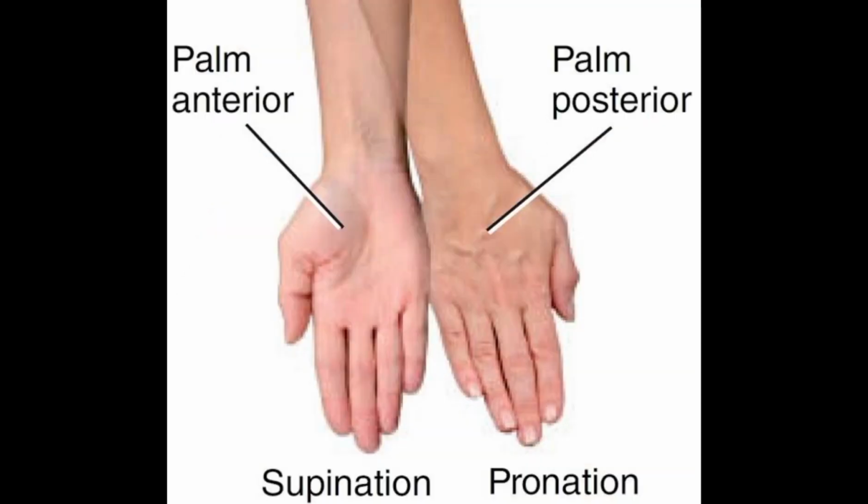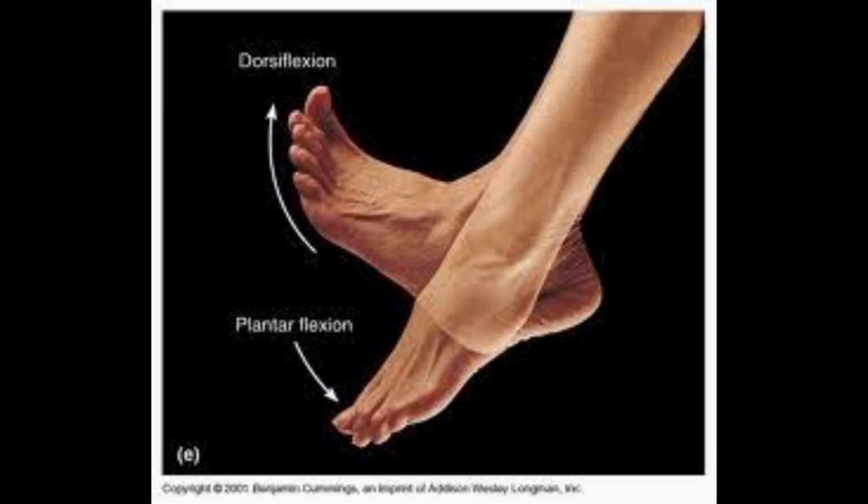Pronation and supination. These actions are sometimes confused with medial and lateral rotation, but they are two different terms. Supination and pronation are movements of the forearm. Dorsiflexion and plantar flexion. These are terms used to describe movements at the ankle. They refer to the two surfaces of the foot, the dorsum and the plantar surface. Dorsiflexion refers to flexion of the ankle, while plantar flexion is the extension of the ankle.